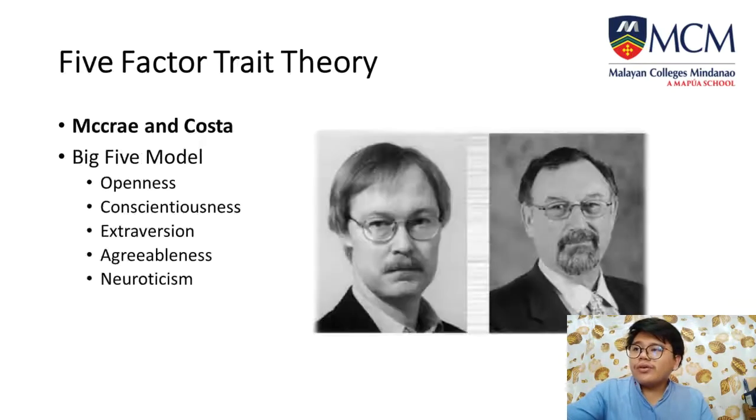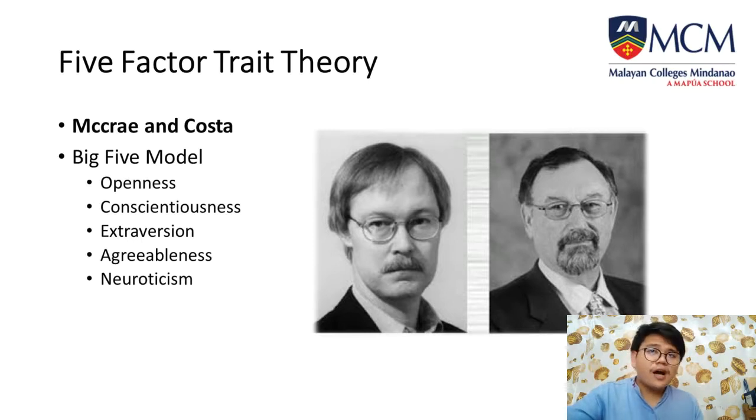Next, the five-factor trait theory of McCrae and Costa. They are very famous actually, and they postulated the Big Five model or the OCEAN. These are openness, conscientiousness, extraversion, agreeableness, and neuroticism. So that's it. So openness, the opposite of it is closedness, no? Being closed-minded, being closed to personal isolation.